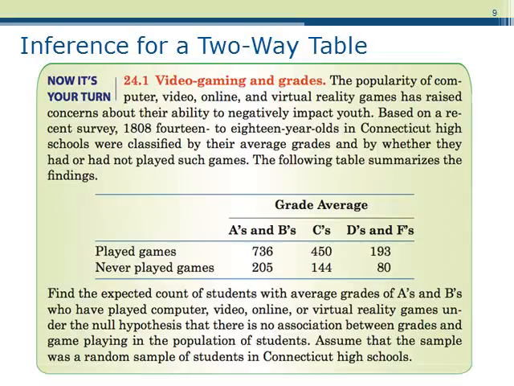Now you try one. Is there an association between grade average and whether or not a student plays video games? 1,808 teenagers were categorized based on their average grades and whether or not they played video games. The results are summarized in the table below. For example, 736 of the students played video games and received A's and B's on average. What would the expected cell count be for this category if the null hypothesis were true? Use the formula from the previous slide. So pause the video and unpause when you're ready for the answer.